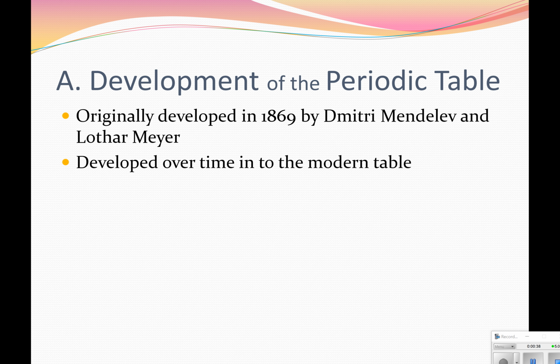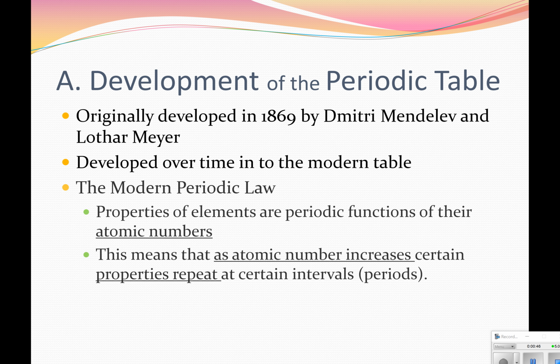And really, from what they initially developed, and we'll see this here in a moment, it's changed and developed over time into what we know as the modern periodic table, which abides by modern periodic law, basically stating that properties of elements are periodic functions of their atomic numbers, so the number of protons in their nucleus. And this means that as atomic number increases, there are certain properties that are going to repeat at specific intervals, otherwise known as periods, which is how we get the periodic table.